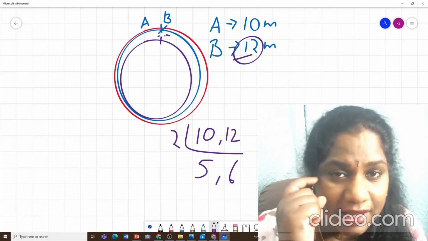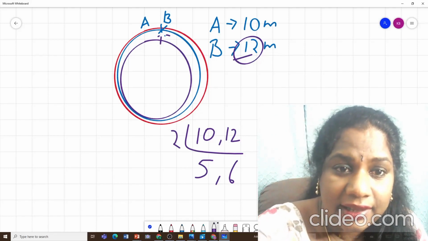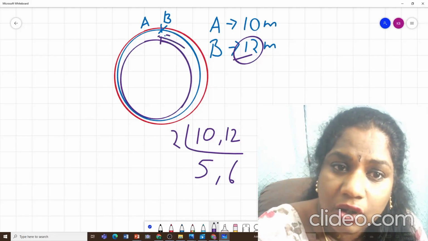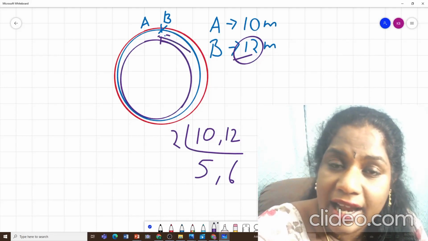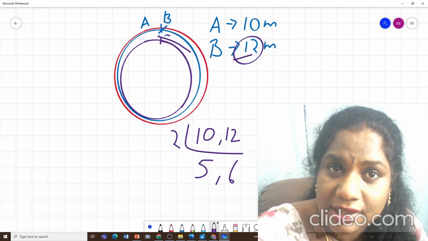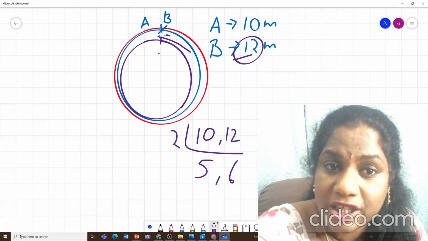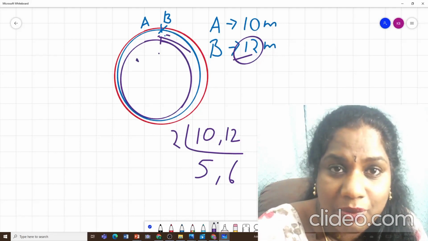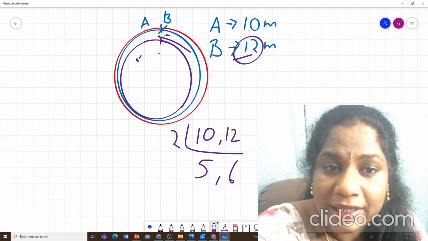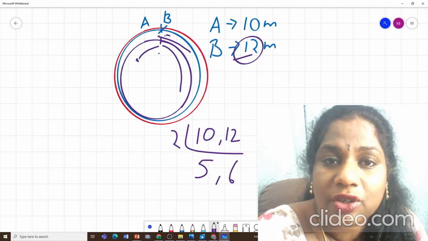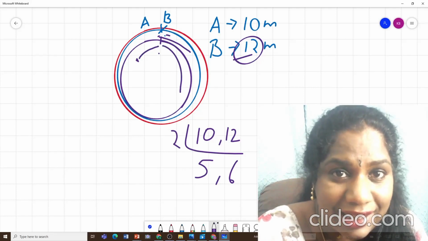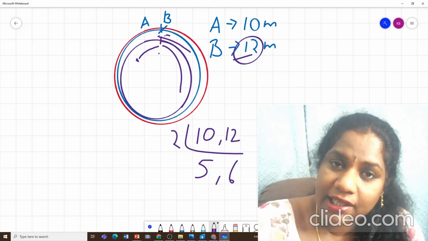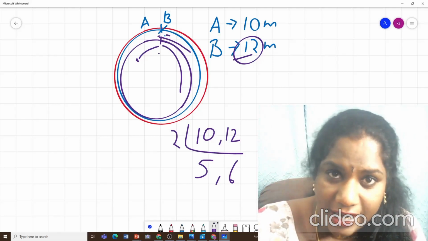So it was easy for us to understand that in the first round, A will take 10 minutes and A will cross. A will not stand there to meet B, isn't it? Because B has still not reached there. B is taking 12 minutes to reach the starting point. So by the time B reaches, A would have already crossed. So they are not meeting at the starting point, isn't it? So this is how you will understand if you have to take LCM or HCF.